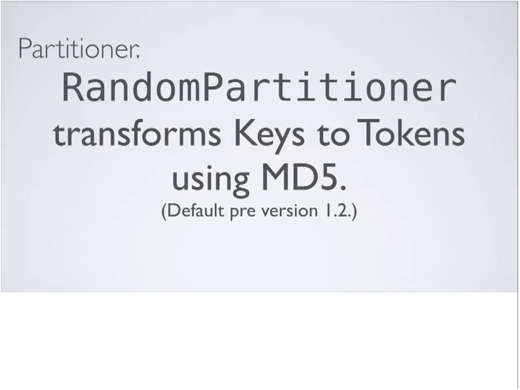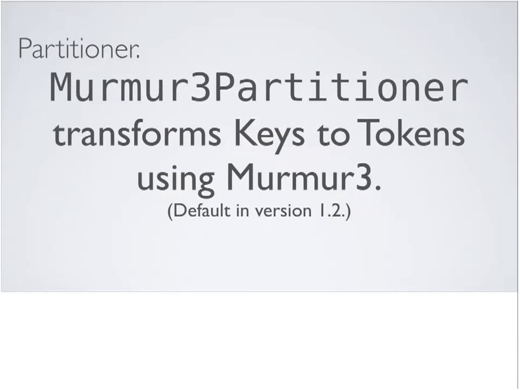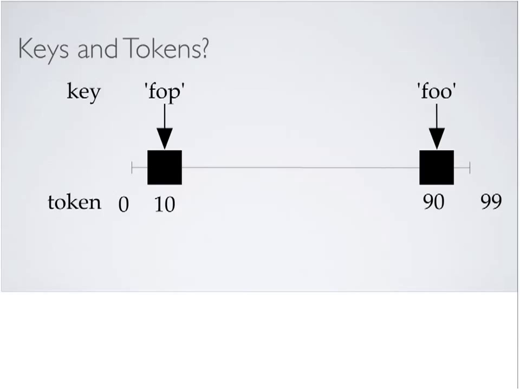Our implementation of that starts with an idea called the partitioner. The default partitioner prior to version 1.2 was called the random partitioner, and all this guy does is he takes your row key, applies a transformation. In the case of the random partitioner, that's an MD5 hash, and generates a thing we call a token. In 1.2, which is the current version of Cassandra, the default is now called the Murmur3 partitioner. It just uses a different hash algorithm, but the idea is the same.